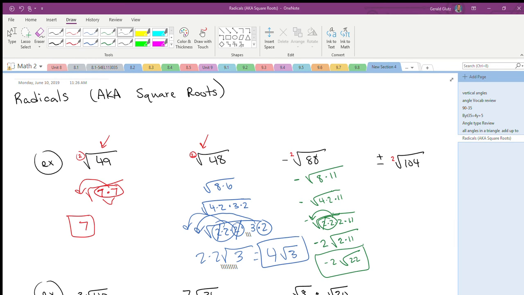And then over here, two numbers that multiply to equal 104. So I know that 2 times 52 is 104.